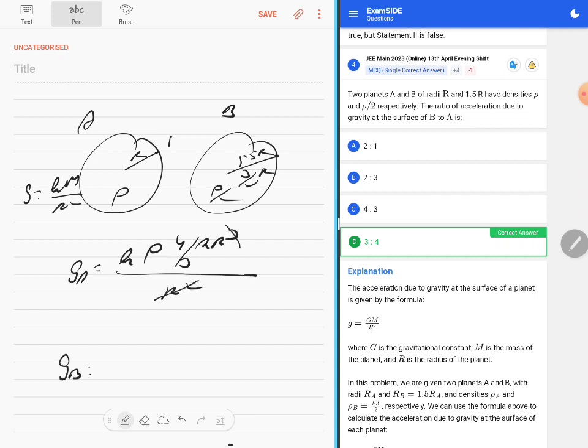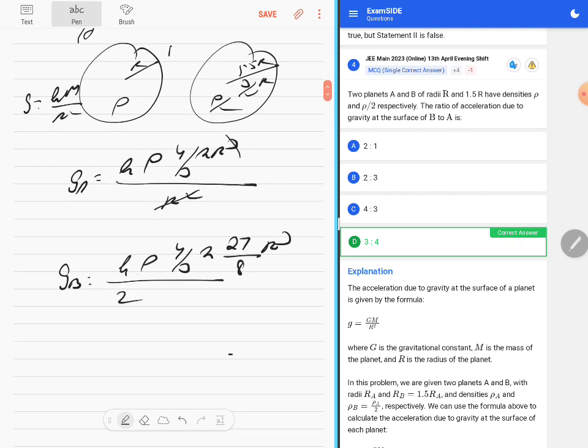Gravity of B, G into rho by 2 density, and 4 by 3 pi into 3 by 2 R cube, which is 3 by 2 whole cube, 3 3 27 by 2 to 4 8 R cube, by this R is also 9 by 4 R square, where this is getting cancelled. This and the 2 will get cancelled. When you divide this, you know that G and G will get cancelled, rho and rho will get cancelled, 4 by 3 pi R cube.